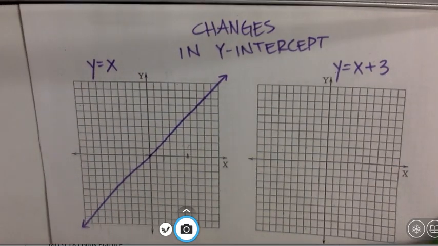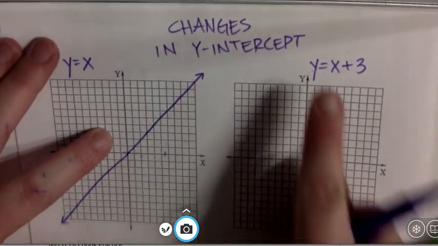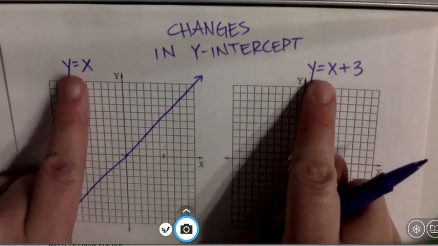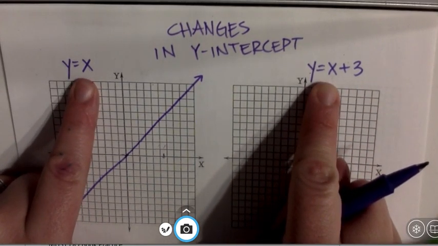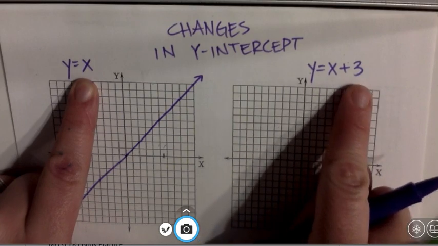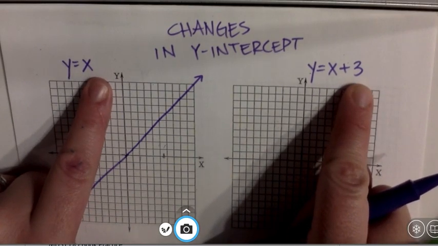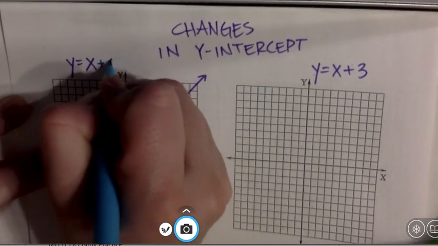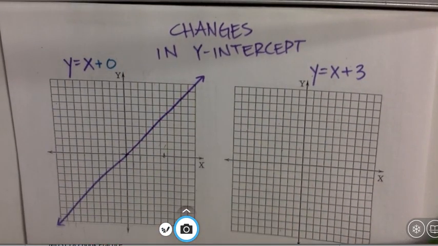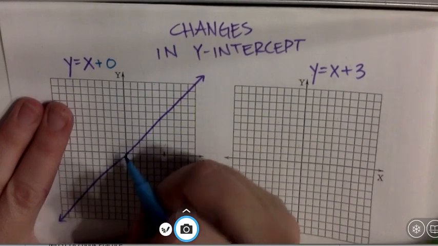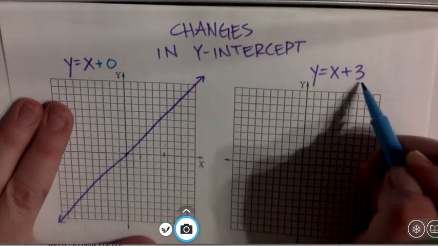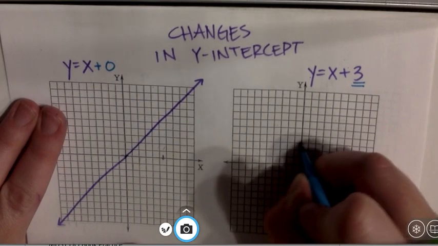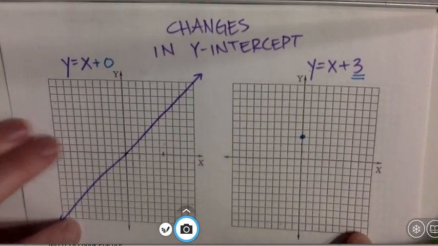I'm trying to draw it quickly. This function, how has it changed? The slope is the same. We have a positive slope of 1, and our y-intercept is the only thing that has changed. In the parent function, our y-intercept was 0. It is a completely proportional graph, and it goes through 0, 0. This one, however, goes through 3. So if I were to graph this, it has shifted itself up.